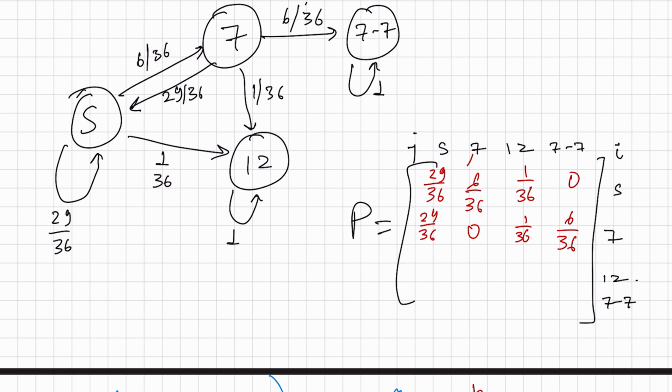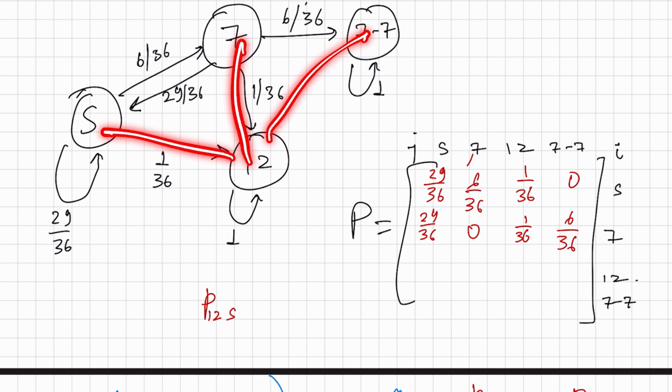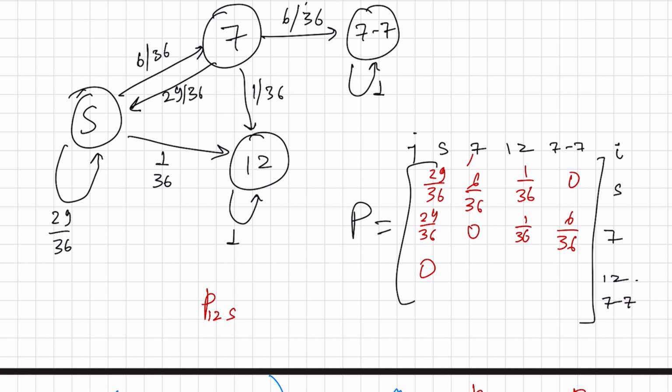Okay, now let's talk about state 12. The first element is the probability of reaching the starting state from 12. Well, if you're in 12, you've already won. It's an absorbing state. So the probability of reaching any other state from 12 is not even a question, because once you reach 12, you're going nowhere. So all the probability is going to be 0 except for staying in 12. So 0, 0, 1, 0.